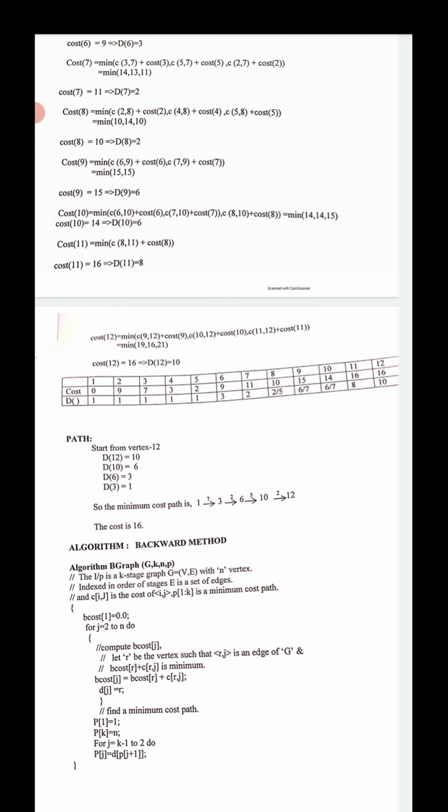So we are finding a minimum cost path here. We assign path of 1 as 1, and P of k is assigned n. For loop: j is assigned from k minus 1 down to 2. Do the condition check: P of j will be assigned destination of P of j plus 1. This is the algorithm format of the backward method.